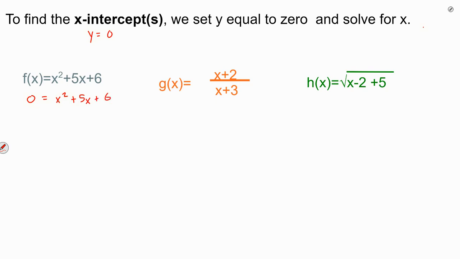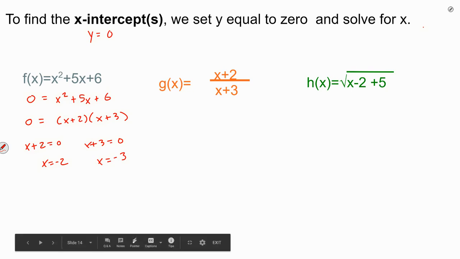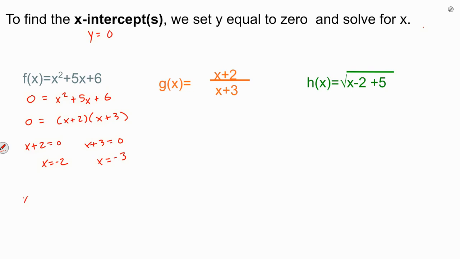And then solving. So I'm going to have to factor this polynomial. So I have 0 equals x plus 2 times x plus 3. And I'll set each one equal to 0. And x plus 3 equals 0. So I've got x equals -2 and x equals -3. So for this particular graph, my x-intercepts are the points -2, 0 and -3, 0.